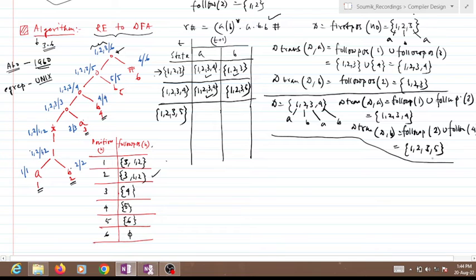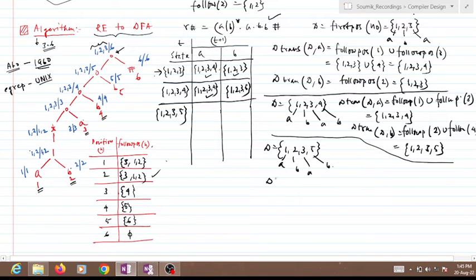So our new state is 1 2 3 5. Now again, the 1 corresponds to the position of A, 2 corresponds to B, 3 corresponds to this A, and 5 corresponds to this B. Now we need to find this value.